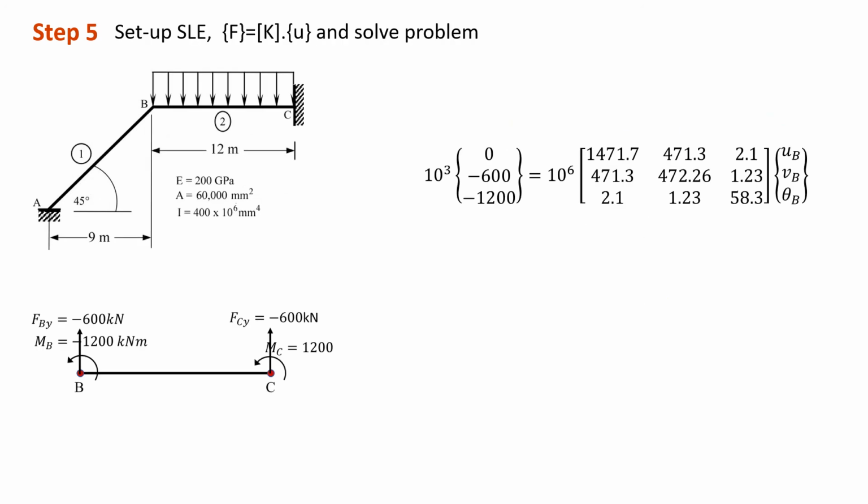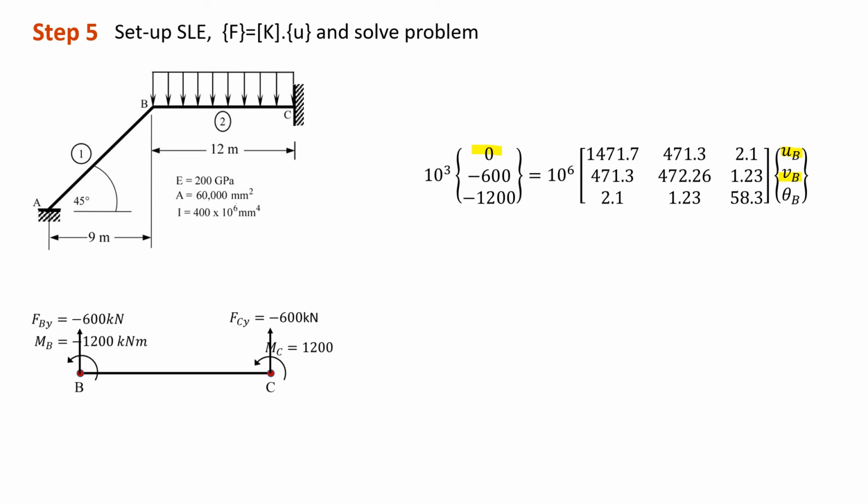Next, we can set up our system of linear equations F equal to KU and solve the problem. So we want to solve for UB. So check for UB. UB here is related to force in x direction. So we do not have any force in x direction. That's why FBX is equal to 0.